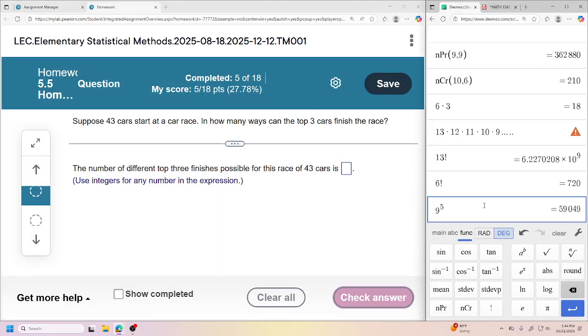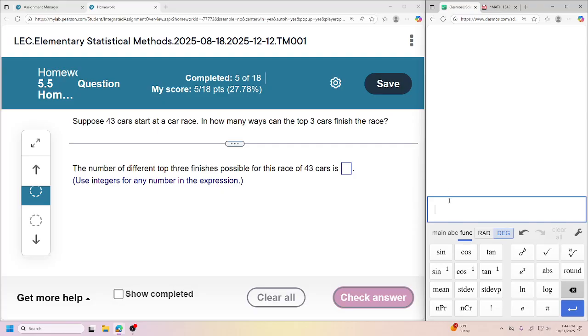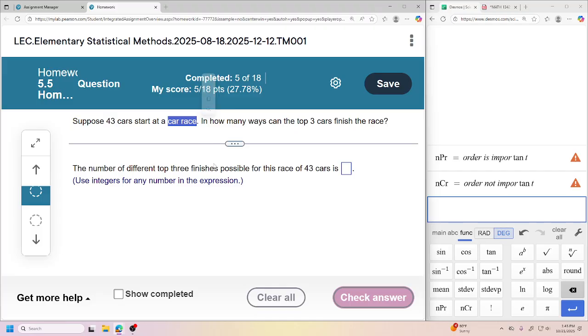Here's the cool stuff. Okay, clear it out. Here we go. So again, if you remember, the nPr is when order is important, and nCr is when order is not important. Okay, so those are the two differences. We got a car race. Is order important when you're racing cars? Yeah, because you want to be first, right?